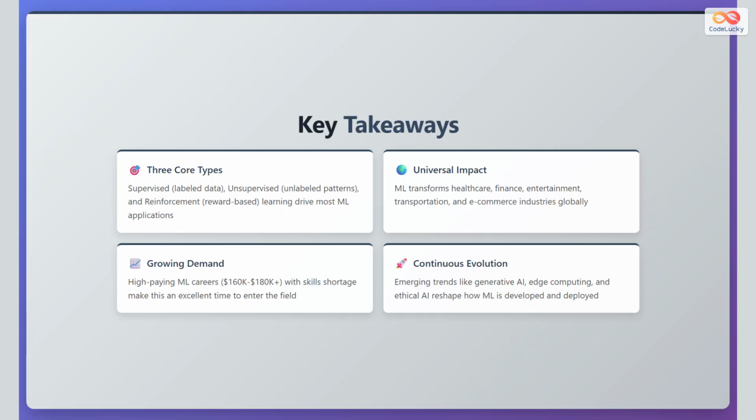Third, there is growing demand for machine learning professionals. With salaries ranging from $160,000 to $180,000 or more, and a significant skills shortage, this is an excellent time to enter the field. Fourth, machine learning is continuously evolving with emerging trends like generative artificial intelligence, edge computing, and ethical artificial intelligence reshaping how models are developed and deployed. Begin your journey today and become part of this technological revolution.